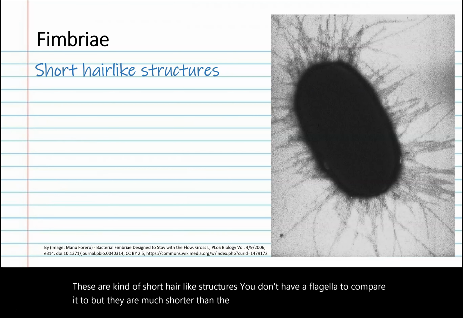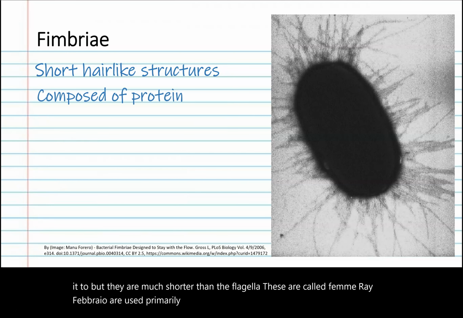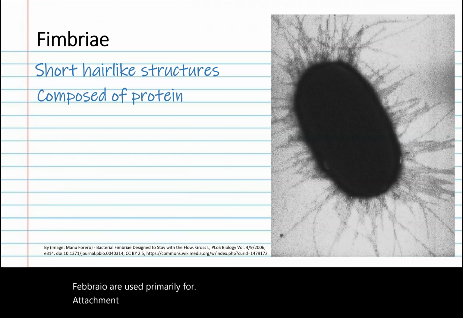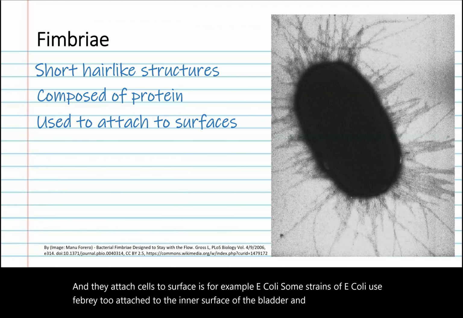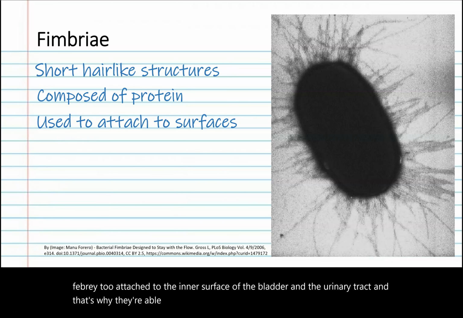These are called fimbriae. Fimbriae are used primarily for attachment. They're protein polymers, and they attach cells to surfaces. For example, some strains of E. coli use fimbriae to attach to the inner surface of the bladder and the urinary tract, and that's why they're able to cause urinary tract infections.